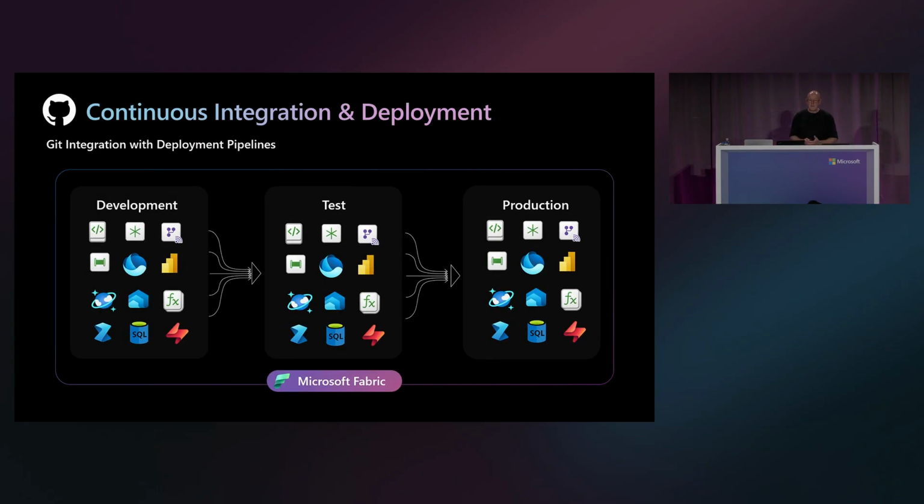Fabric integrates directly with GitHub and Azure DevOps. And this is a great new feature. So all of your Cosmos artifacts, including your notebooks, your pipelines, your lakehouses, all of it can be versioned and branched and reviewed just like your code is.